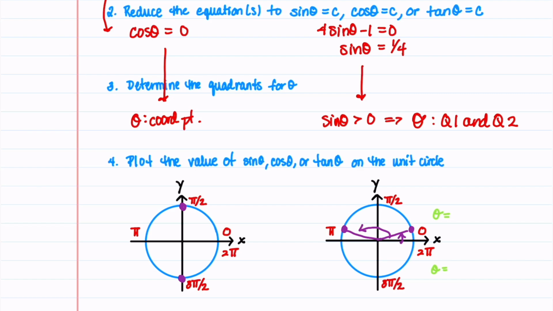Our theta in the first quadrant is going to be arctan of 1/4. When we put this in a calculator in radian mode, theta is approximately 0.2527. In the second quadrant, theta is equal to pi minus theta sub r. This tells us that theta is approximately pi minus 0.2527. So theta is approximately 2.8889.